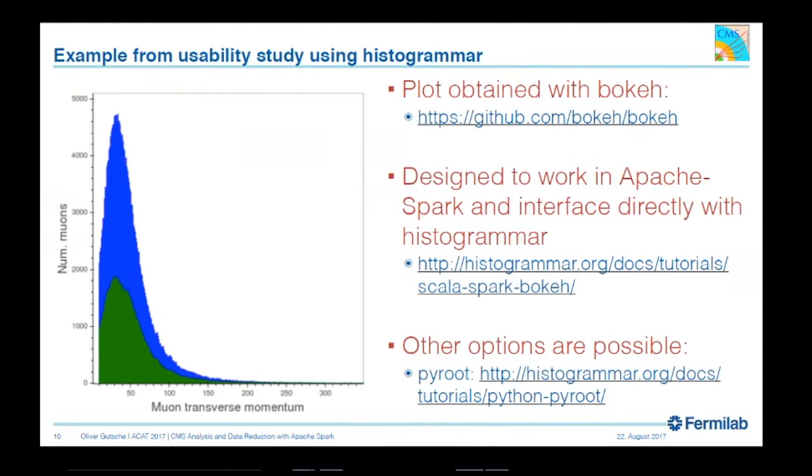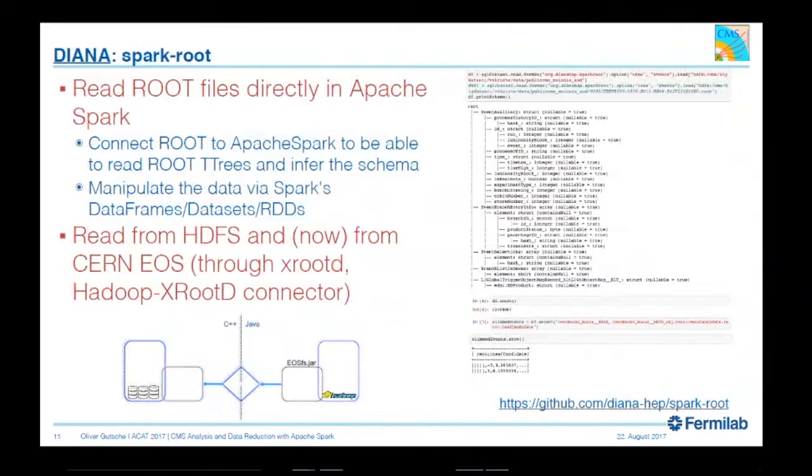I put a link here. Yeah, you know, these young people, they use these things. It's designed to work in Apache Spark and interface directly with histogrammar. Actually, Jim and the team wrote instructions on how to use that. And there are also other options. For example, you can also use PyROOT to do the same thing. But it is made in a map-reduce way, and this is the important thing. The next thing we worked on, again with Diana and Jim, is the conversion problem.